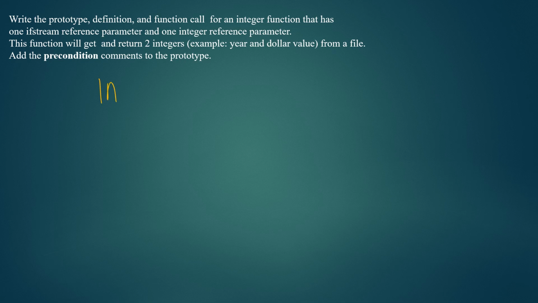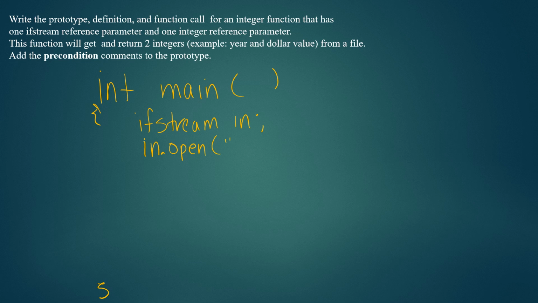So we have our main function. So we need to have an IF stream variable. This is an object, actually it's a variable object of type IF stream. We're going to use the member function open. I'm just going to call it file.txt. I didn't tell you what it needed to be named. And we're going to have a couple of integers. We'll have an integer for the year and an integer for the dollar value.